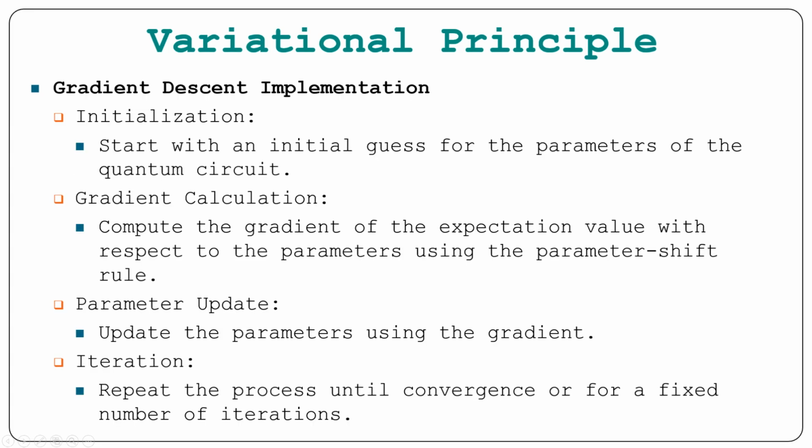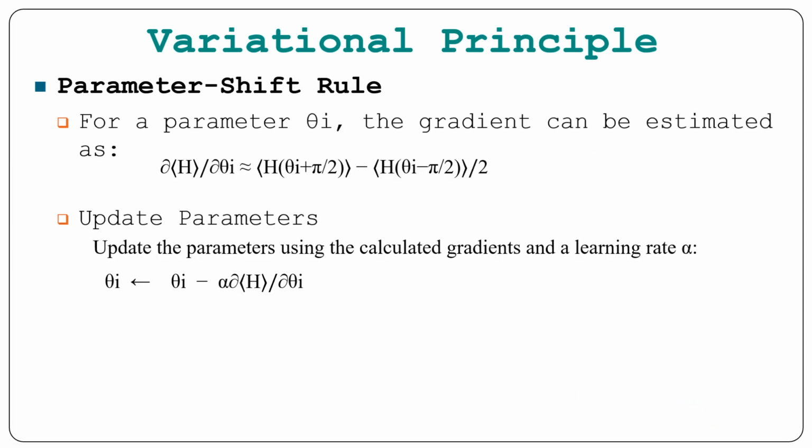Using gradient descent in the context of the variational quantum eigensolver VQE requires calculating the gradient of the expectation value with respect to the parameters of the quantum circuit. This is often done using a technique called the parameter shift rule, which allows us to estimate the gradient by evaluating the quantum circuit at slightly shifted parameter values. Gradient descent is an optimization algorithm used in machine learning to find the optimal values of parameters that minimize a function.